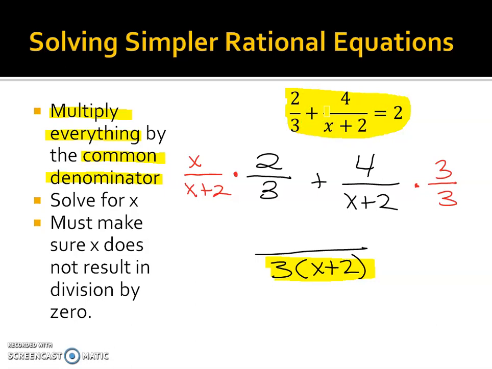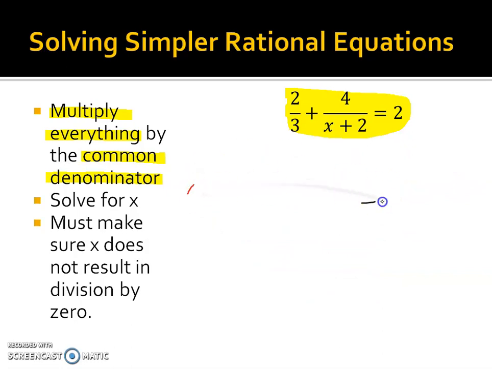And what you're going to see is that this is going to essentially eliminate all of the denominators that we have up here. It's going to allow a bunch of things to cancel. So let's go ahead and do that then. I'm going to take my entire problem by the common denominator, which we just found was 3 times x plus 2.